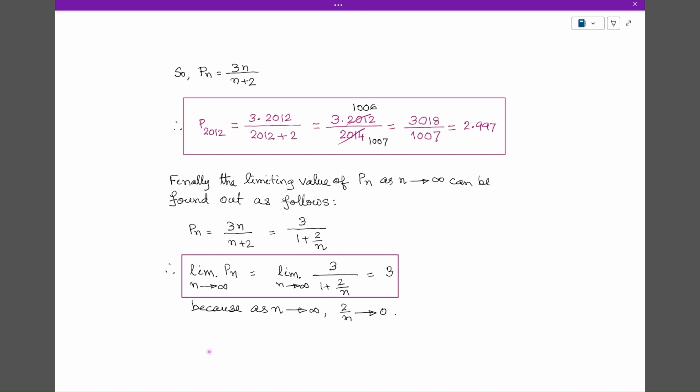So the limiting value of Pn as n approaches infinity is 3. That is the second answer. Thank you.